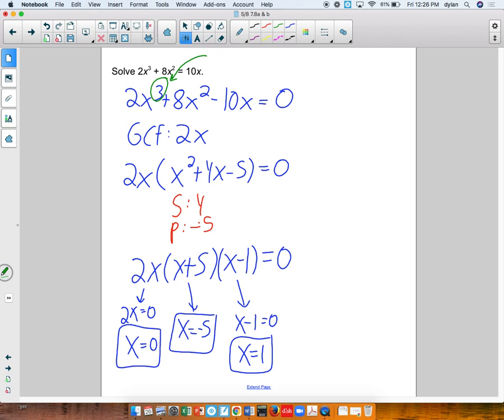So this is how we're going to actually solve higher degree polynomials. We're basically just going to set it equal to 0 and then find the GCF, or use factoring by grouping, and then just factor and use the zero product property to come up with our answers.